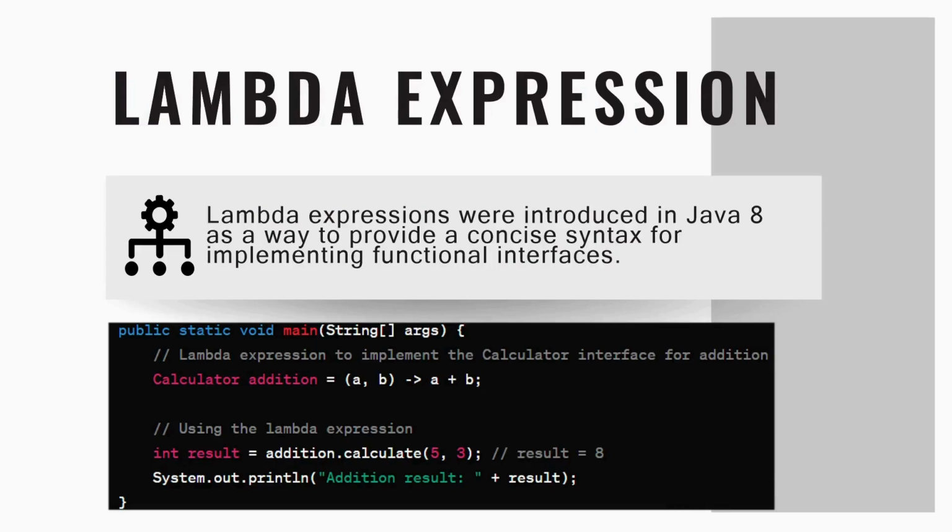Lambda expressions were introduced in Java 8 as a way to provide a concise syntax for implementing functional interfaces. They allow you to treat functionality as a method argument or to create anonymous functions. Lambda expressions are particularly useful in scenarios where you need to pass a behavior as an argument to a method, such as in streams, event handling, or concurrency. Let's now implement it on IntelliJ to better understand them.